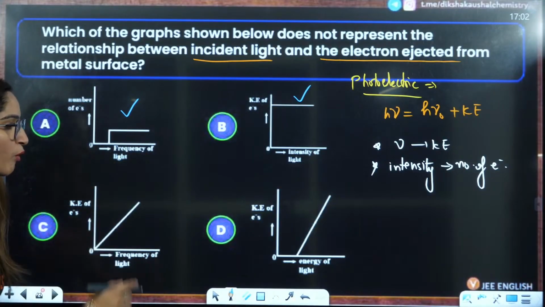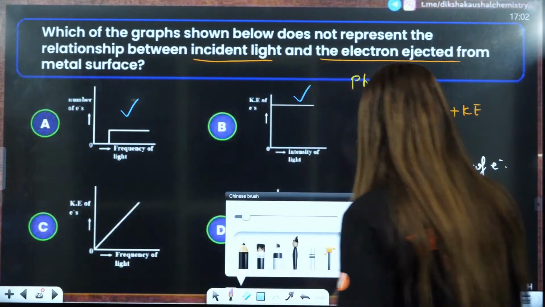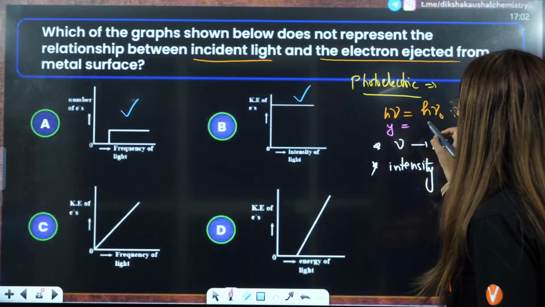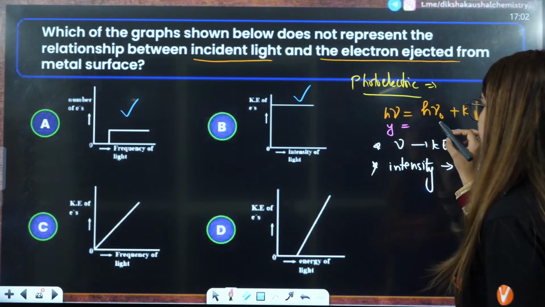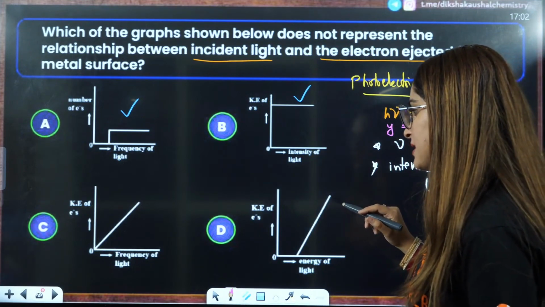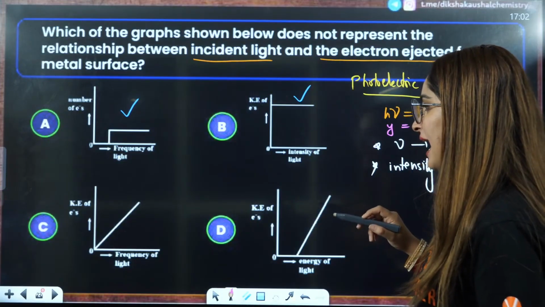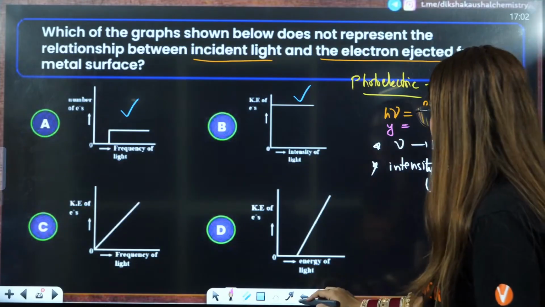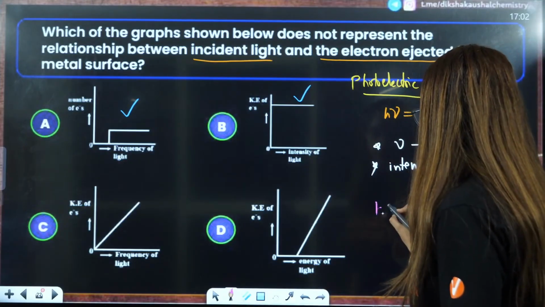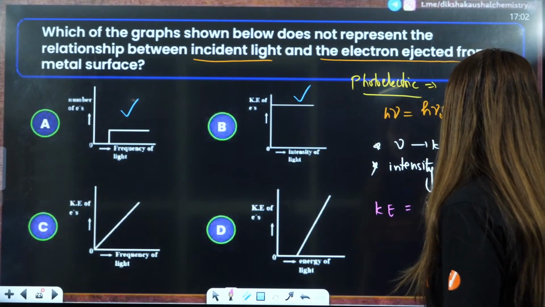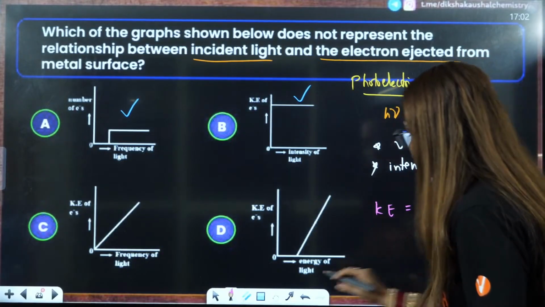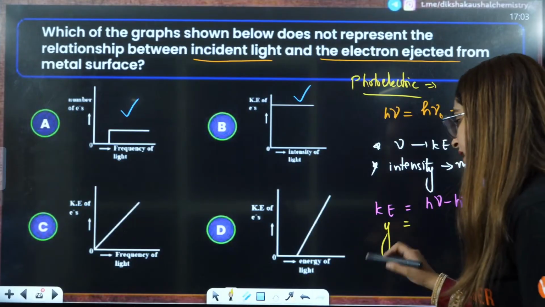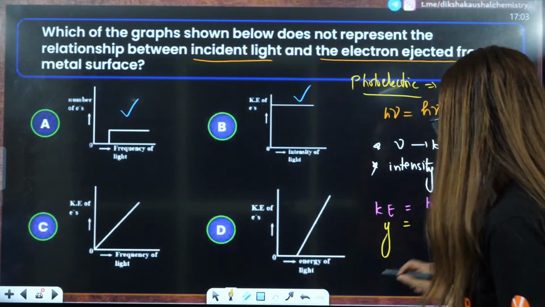The third is very important. Between these two graphs, you might get confused. This we will see from the equation. The graph is of the form y equals mx plus c, between frequency of light and kinetic energy of electrons. So I'll put it as KE equals h mu minus h mu naught. Now, y is the kinetic energy, and the frequency of light is mu, right?